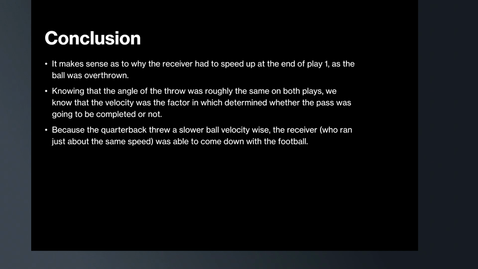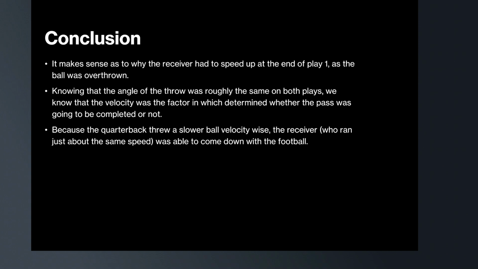And because of all this, the conclusion is that it makes sense as to why the receiver had to speed up at the end of play one. The ball was overthrown, as we can see. If we went back to the first play, he did have to get to that ball a little bit quicker. I mean, that's football. That's what happens whenever the ball is slightly overthrown. But because the angle of the throw was about the same on both plays, that leads us to know that the velocity was the factor that determined whether or not that pass was going to be completed.